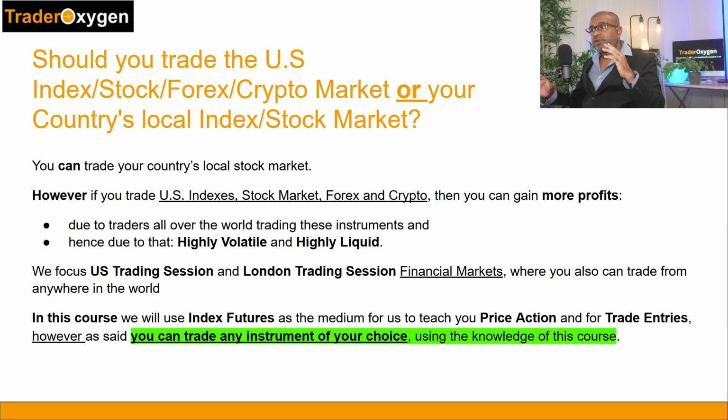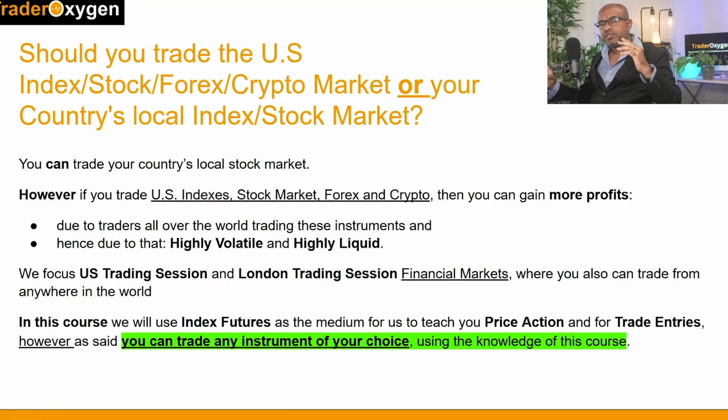However, if you trade US indexes, the stock market, Forex and crypto, then there's a chance where you can gain more profits. That is due to traders all over the world trading these instruments, and hence it's highly volatile and highly liquid. So this is what we want as traders, to trade and make profits. If you can trade an instrument which is heavily traded around the world, that is where it makes it easy for you to make profits.